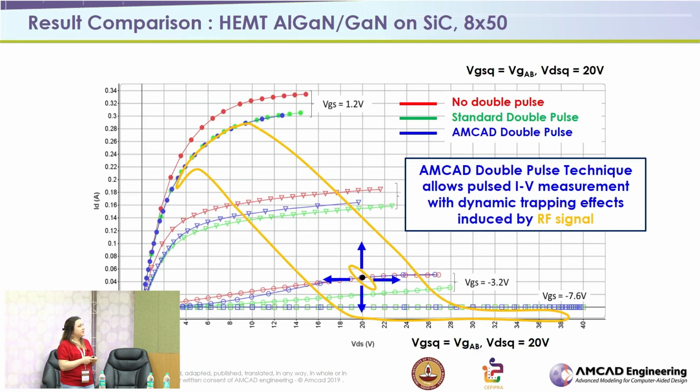So the HAMCAT double pulse technique allows pulse IV measurement with a dynamic trapping effect induced by the RF signals.